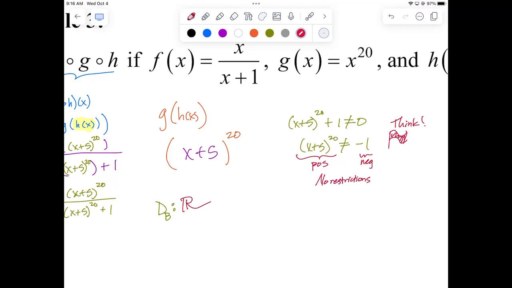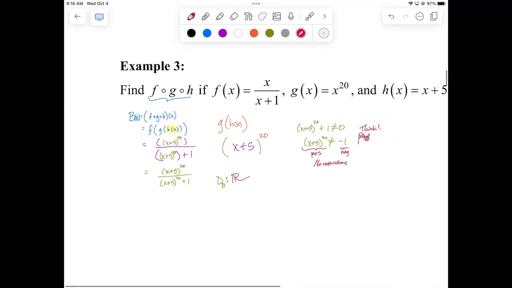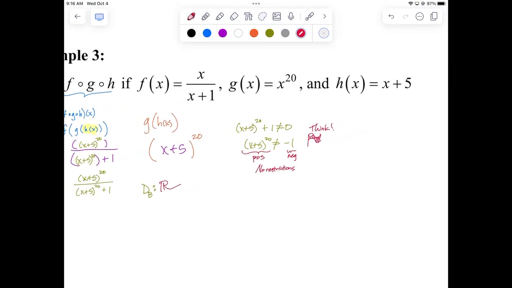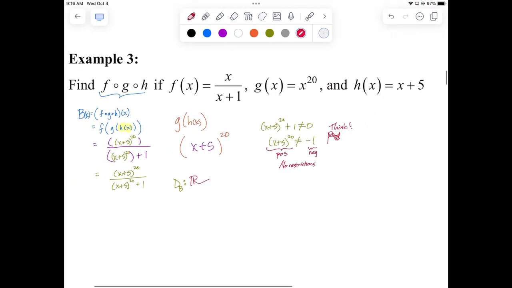Now, if that had been to like the 19th power or an odd power, now there's a possibility of getting a negative, okay? A negative on the left side. So we would have some restrictions, but not in this case. Okay. See, that wasn't too bad, right?